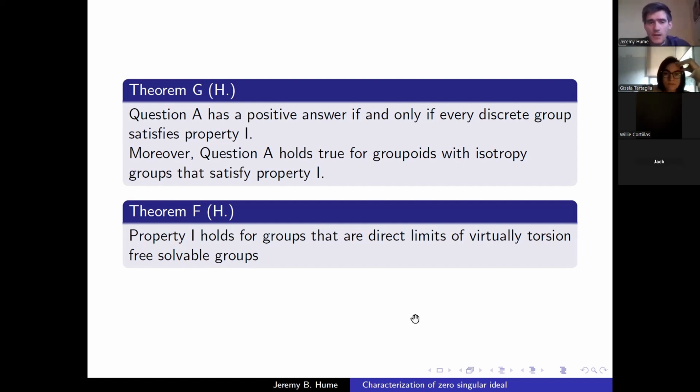By establishing a bunch of permanence properties for property I groups, I show in my paper that property I holds for groups that are direct limits of virtually torsion-free solvable groups. That class includes direct limits of groups of polynomial growth, as well as linear groups that are amenable. So, matrix groups that are amenable.